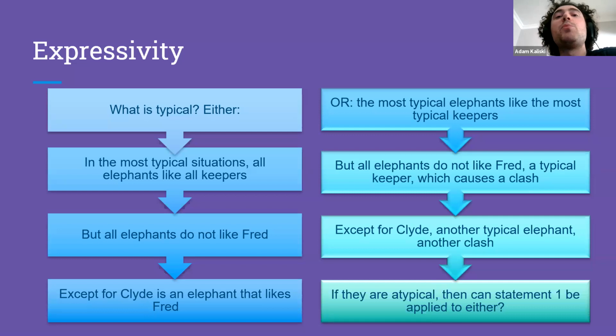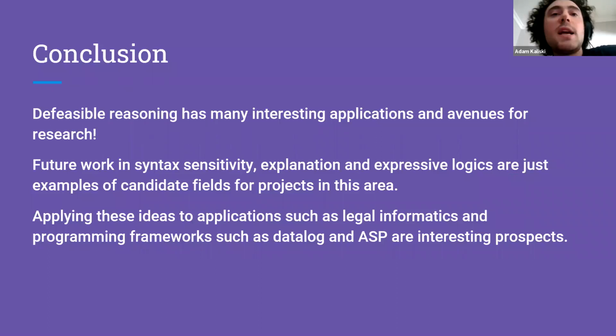And then if you say they're both atypical, well, then what justification do you have for applying the first statement saying that all typical elephants like all typical keepers? And so these are the kinds of problems that remain to be solved, or that need some solutions, in importing defeasibility to some of these more expressive logics where you reason about individuals as well. And that is all that I have to say today.